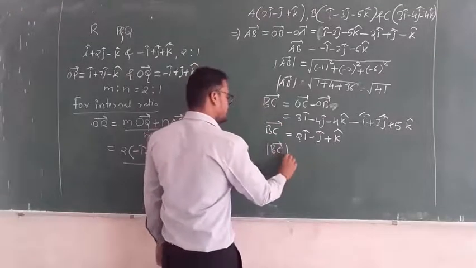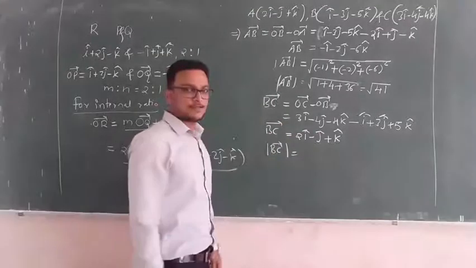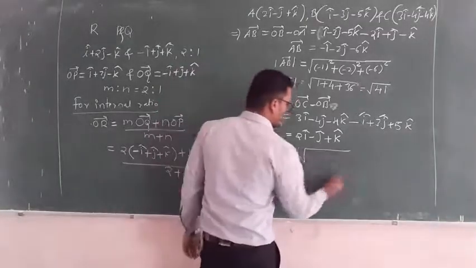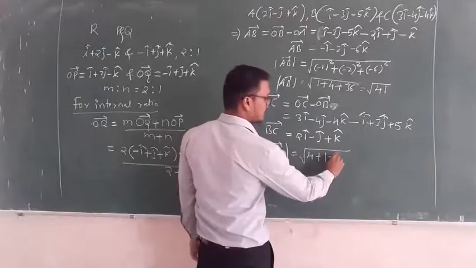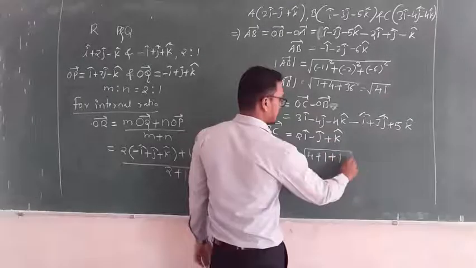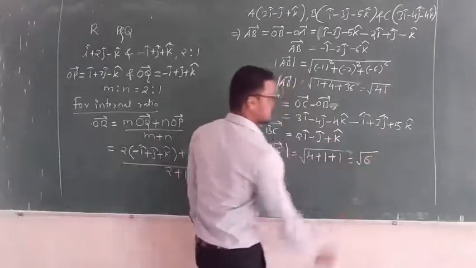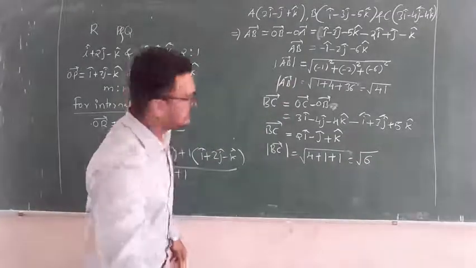Now find its magnitude. So that is root of 2 square is 4, minus 1 square is 1, plus 1 square is 1. So answer is root 6.